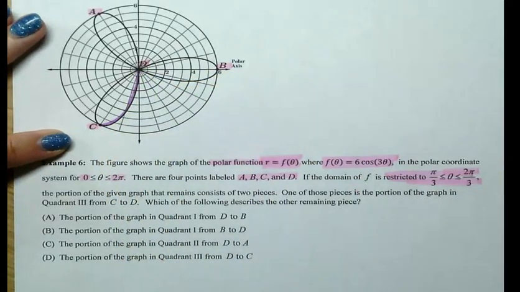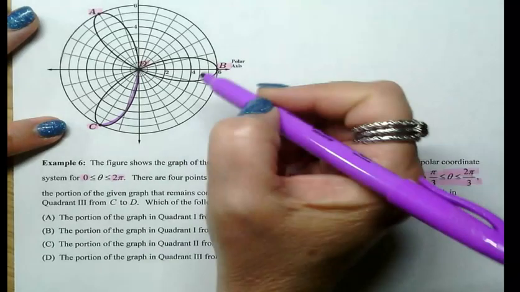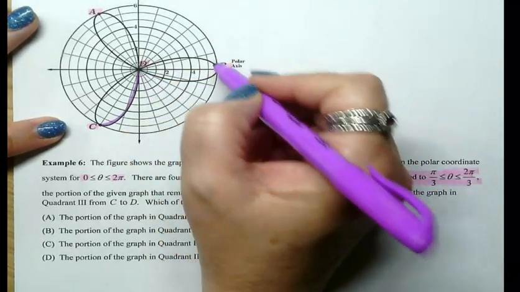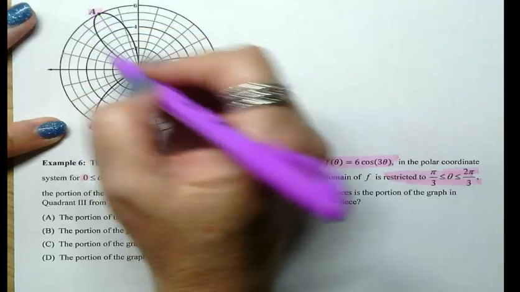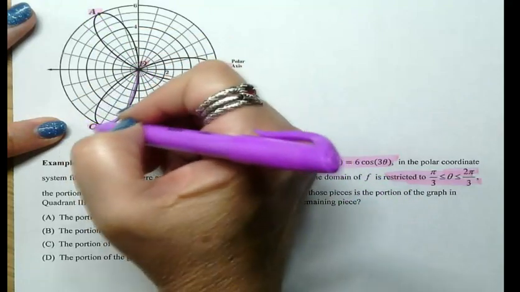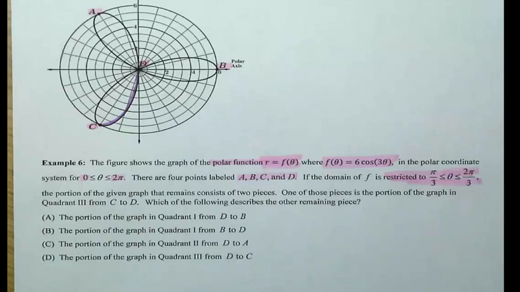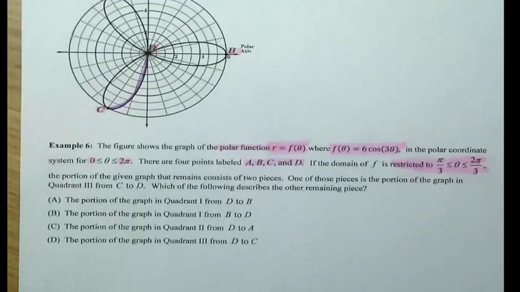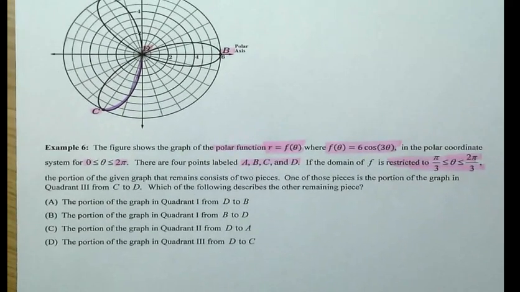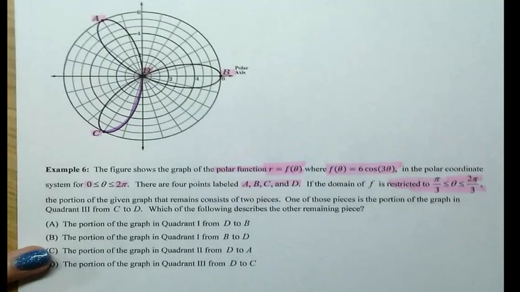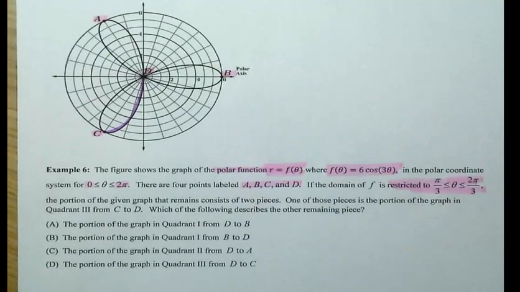And then it says, which of the following describes the other remaining piece? Is it D to B, B to D? Is it going to be D to A to D? Is it going to be D to C, or is it going to be C to D? So again, we're going to create a rectangular graph so that we can look at that and see what's happening in those pieces. So go ahead and pause your video and create your rectangular graph.